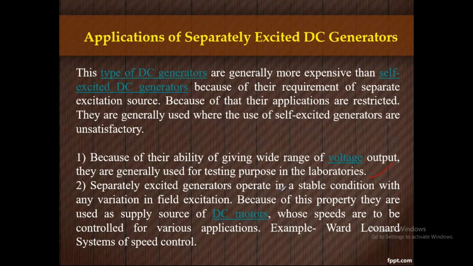Whatever residual magnetism is available in the poles is what makes the generator produce induced EMF. But in the case of separate excitation, we can give whatever excitation is required to the field winding by using a separate source. Because of this property, they are used as a supply source for DC motors. DC motors మనకు different speed లో కావాలి. Okay, so ఎప్పుడైతే different speeds లో కావాలో it completely depends on how much of.